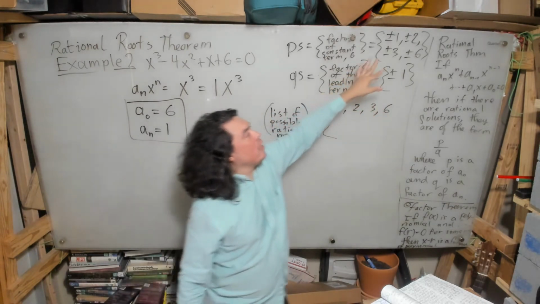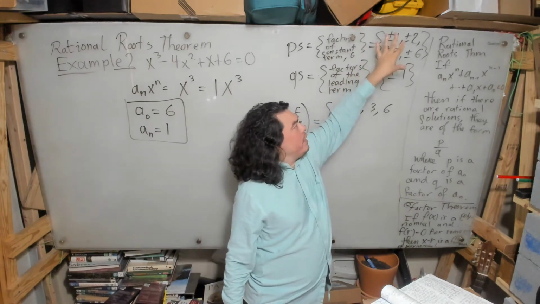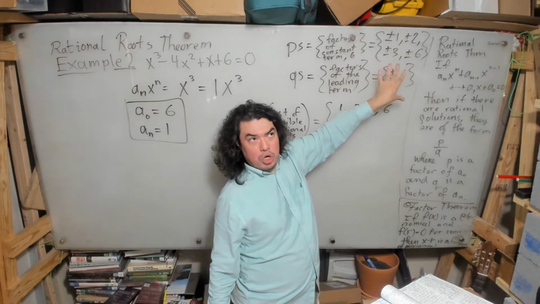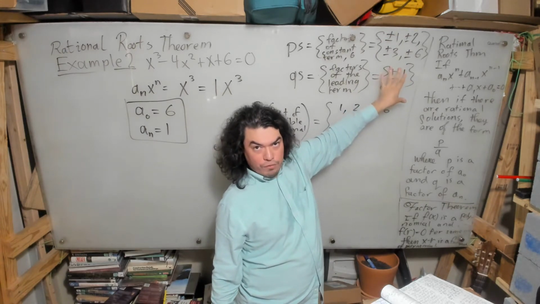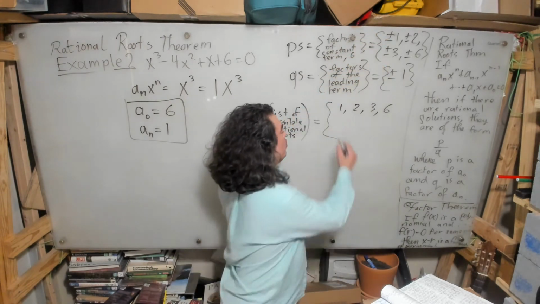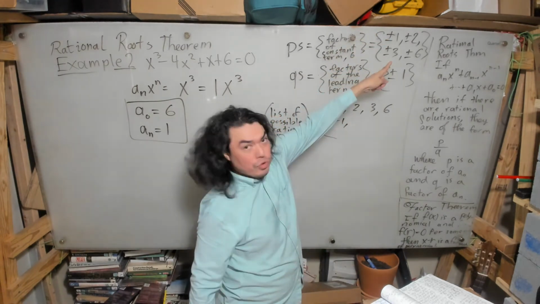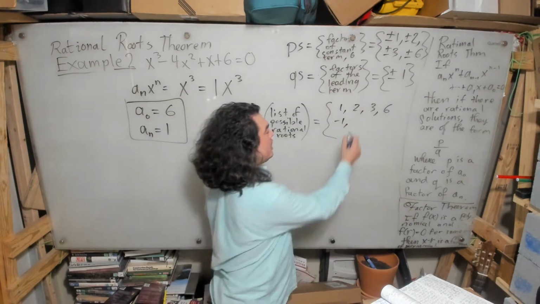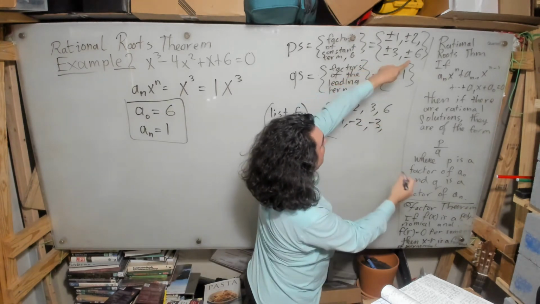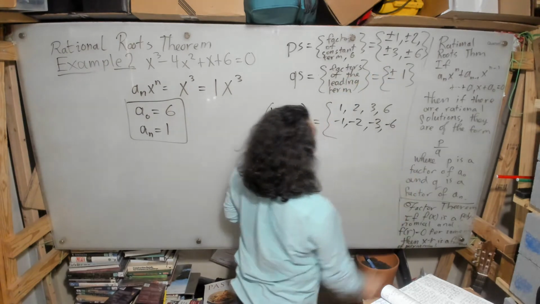If I take the negatives from our list of p's and I keep looking at the positive one from the list of q's, then I get negative 1 divided by 1 would be negative 1. Negative 2 divided by 1 is negative 2. Negative 3 divided by 1 is negative 3. And negative 6 divided by 1 is negative 6.